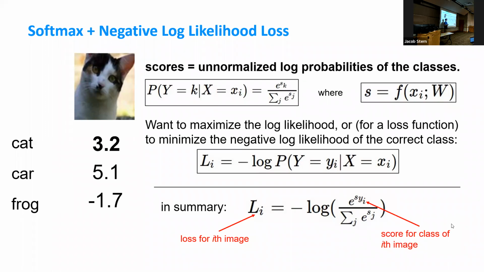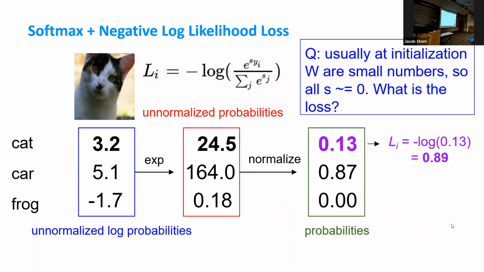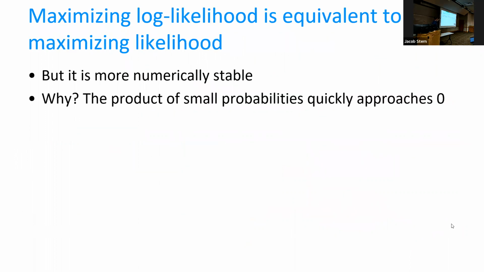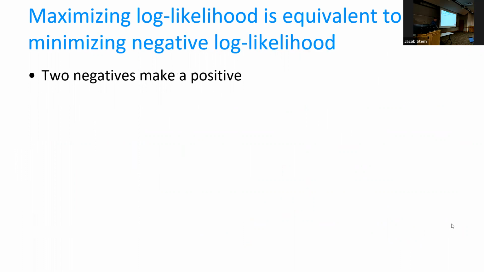Yeah, that's a way to think of it. So maximizing log likelihood is equivalent to maximizing likelihood, but we use log because it's more numerically stable. This part is probably obvious, but maximizing log likelihood is equivalent to minimizing negative log likelihood.